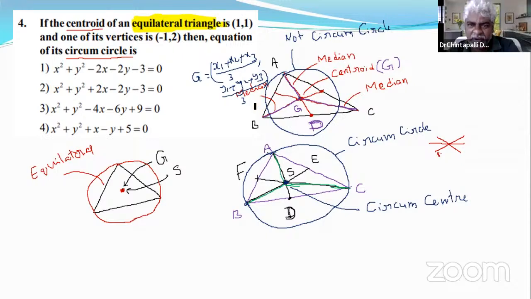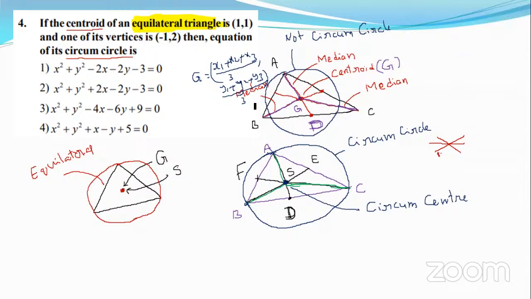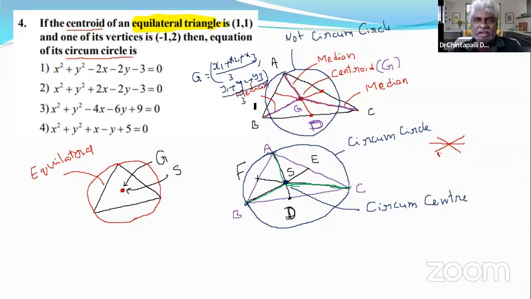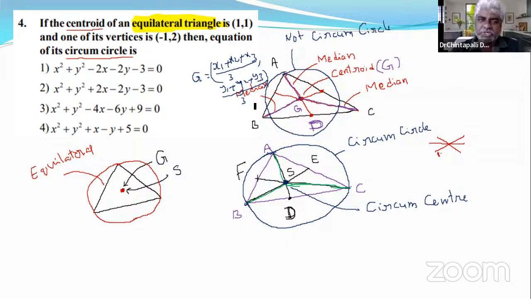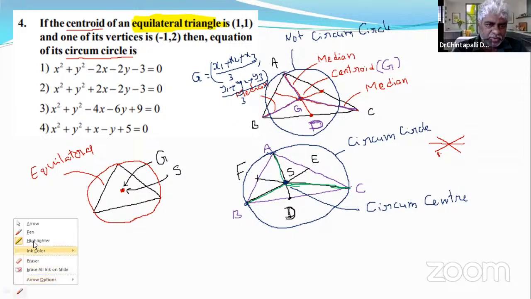The properties of median are same as the properties of angle bisector because it is an equilateral triangle. And you told one point regarding centroid. Centroid divides median in the ratio 2:1. Let us come to the question.